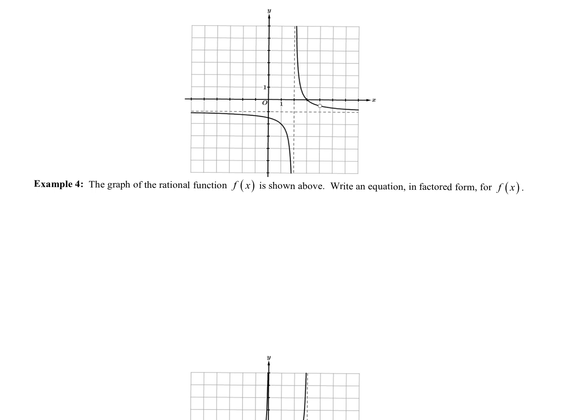What do we notice? There's a hole. Where's there a hole at? We're going to write this out. Where's there a hole? At 4. And what is the hole at? 4 comma what?